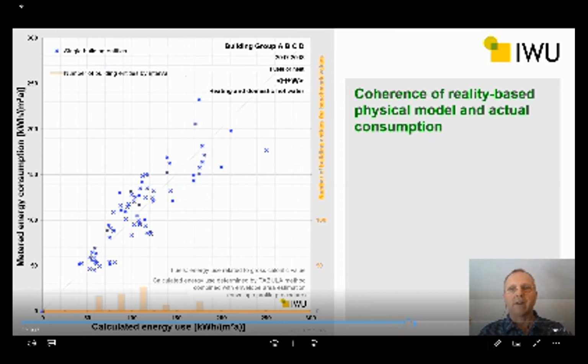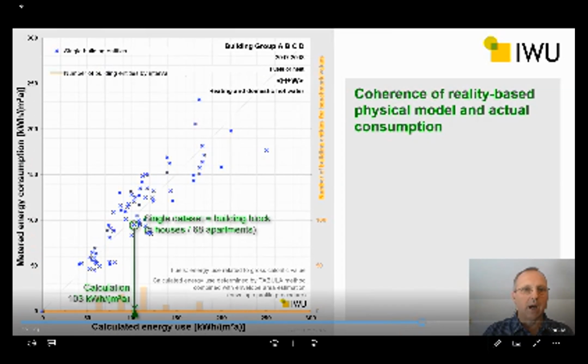Now we can have a look at the coherence of the reality-based physical model and actual consumption. So we make a scatter plot of metered energy consumption by calculated energy use. For example, if we take one point here, we have a calculated energy use of 103 kilowatt hours per square meter and year, and a metering of 95 kilowatt hours per square meter and year.